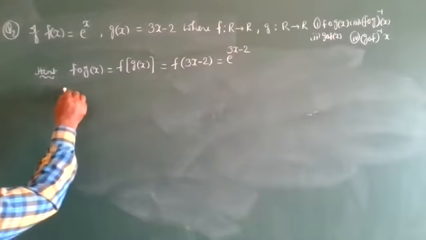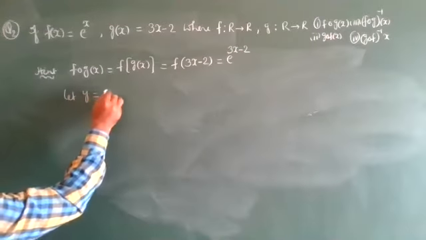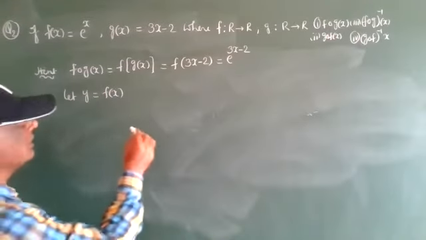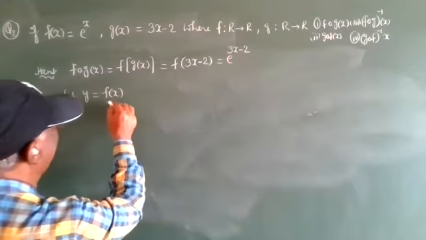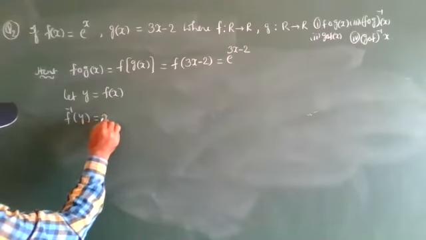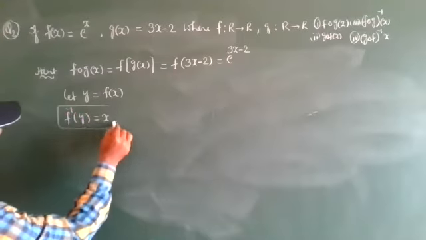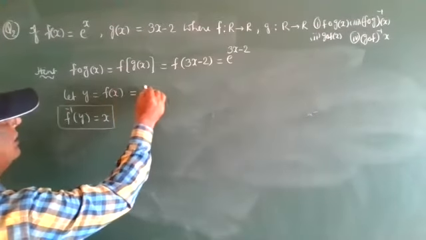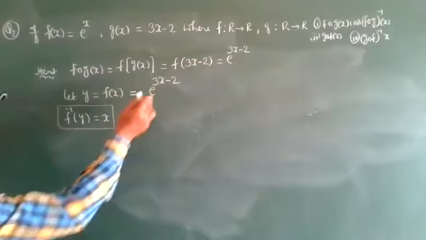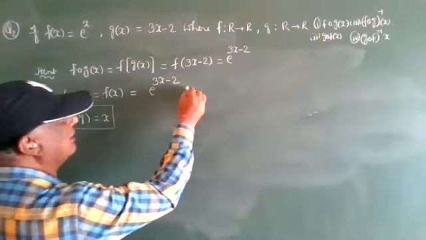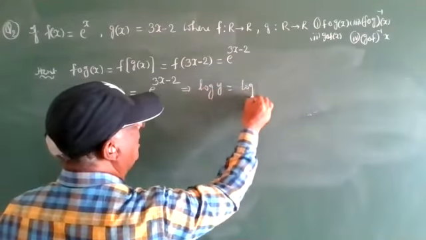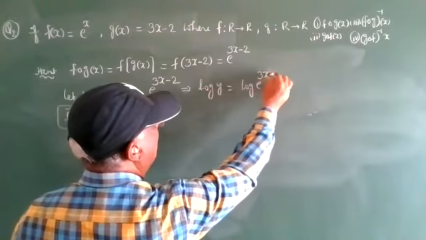Everyone see, let y is equal to f of x. So then, if necessary, f inverse of y is equal to x. If necessary, we can use this one. Now we can see y is equal to e power of 3x minus 2. The f of x value is, take log: log y is equal to log of e power of 3x minus 2.